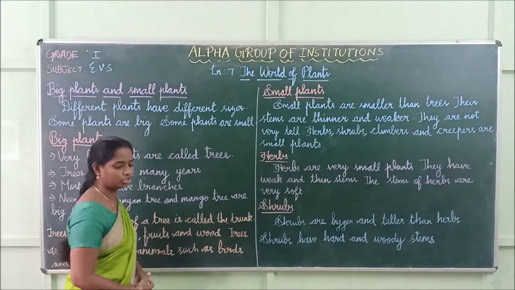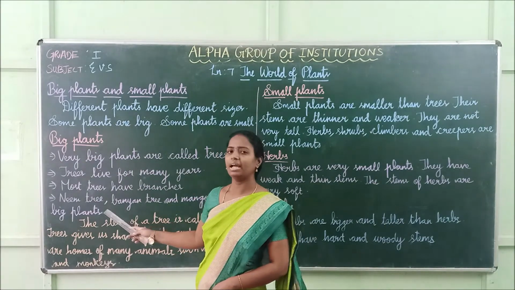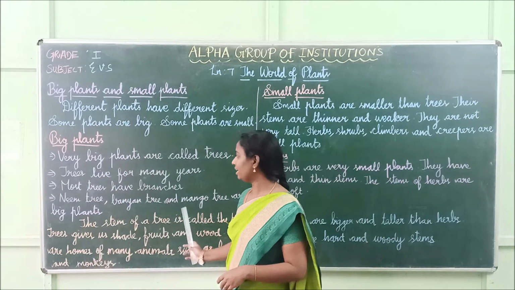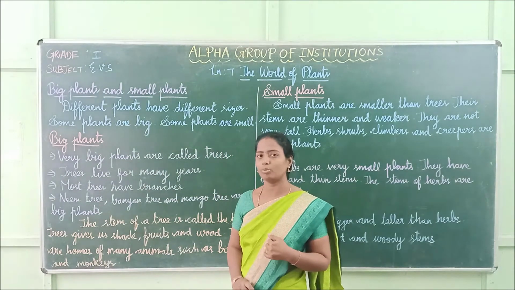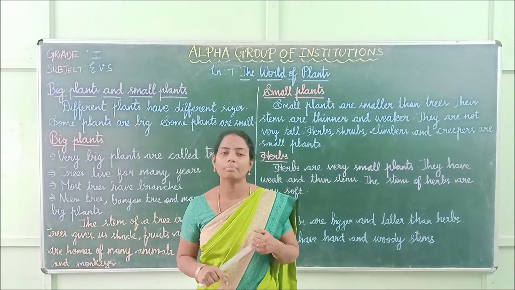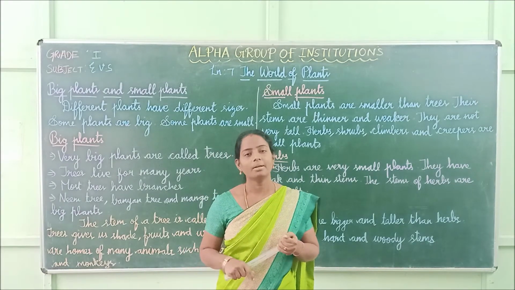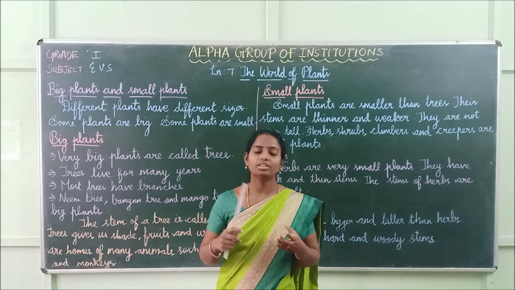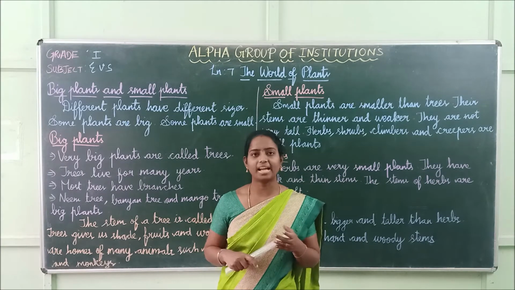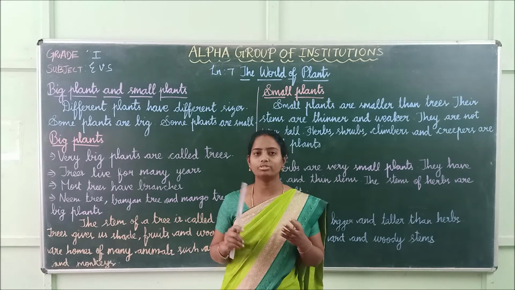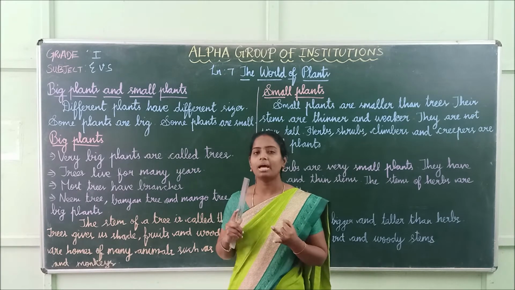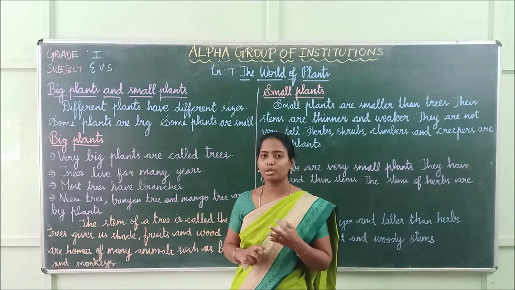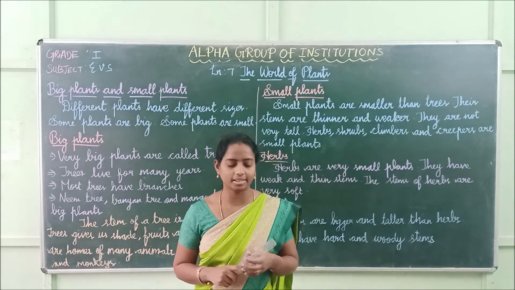What are all the big plants, children? Neem tree, banyan tree, and mango tree. What did they say about big plants, children? We call big plants trees. Mostly trees live for many years. Trees also have many branches. The examples of trees are neem tree, banyan tree, and mango tree. Such trees only they have given here.